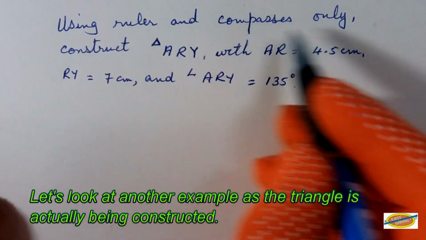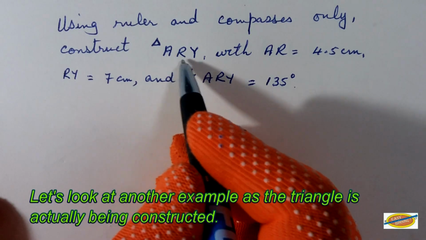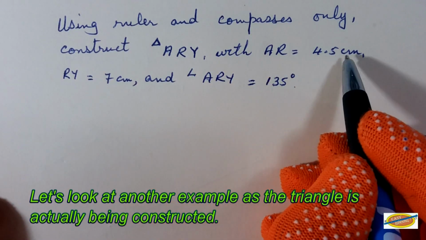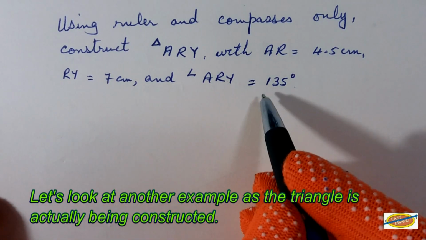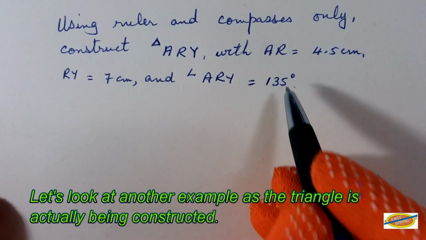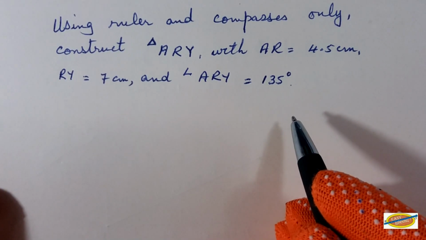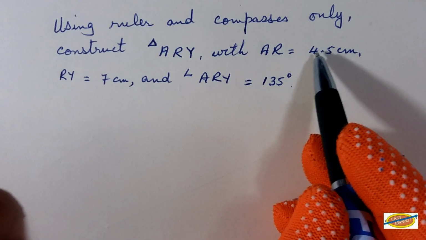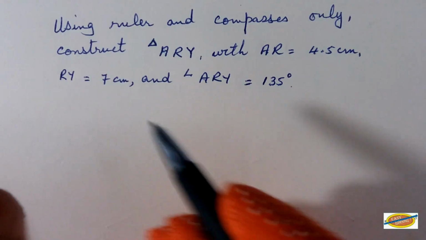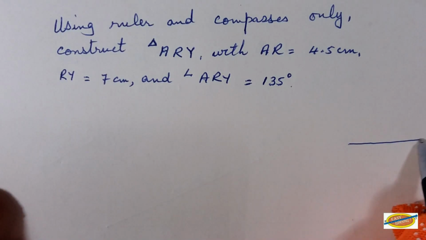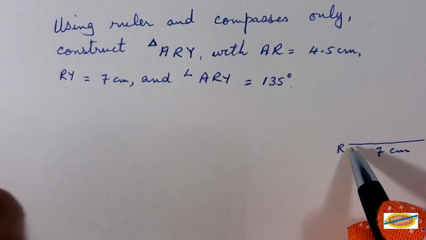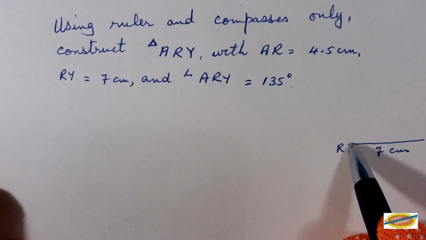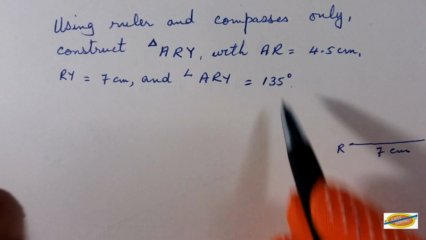Using ruler and compasses only, construct triangle ARY with AR equal 4.5 centimeters, RY equals 7 centimeters, and angle ARY equal 135 degrees. Again, best practice. Let's make a sketch. Since we have two sides here, we will use the longer side as the base. RY, 7 centimeters. We need an angle at R, angle ARY at this point.